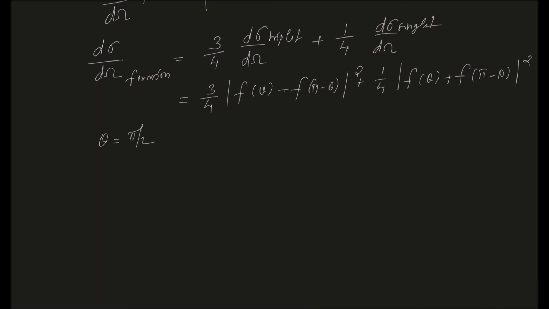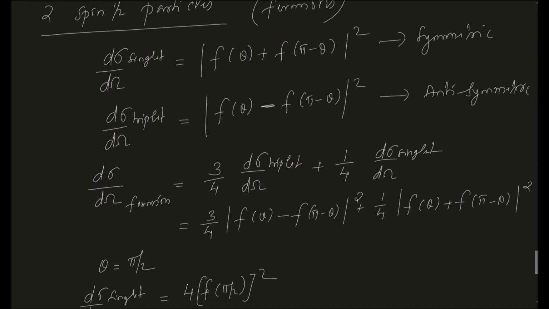Now if we consider a particular case, suppose a beam is scattered through an angle pi by 2, then you can see that this d sigma by d omega for singlet state will be exactly similar to what we have seen for the boson case. So this is 4 times f of pi by 2 square. Whereas in the case of triplet state, d sigma by d omega triplet state will be 0.